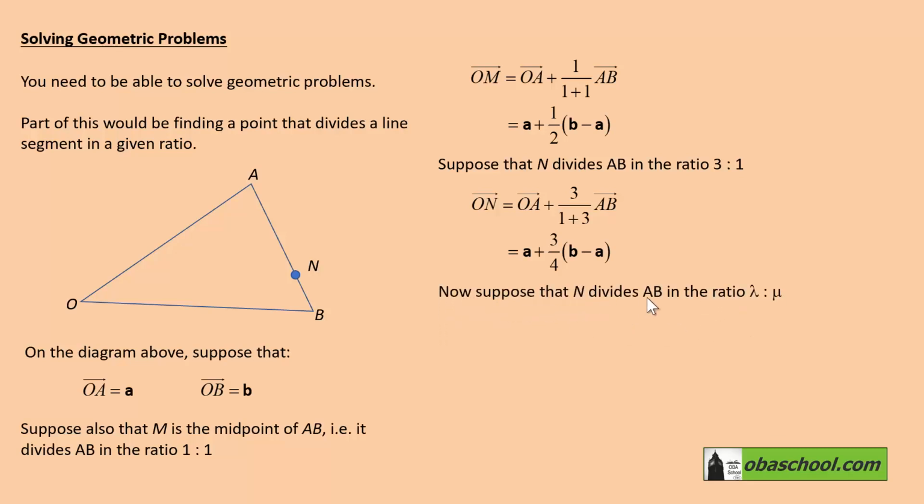Now suppose that N divides AB in some other ratio, lambda to mu, for example 5 to 7 or something like that. Following what we've done, O to N is O to A, so that's going to A, and then we need to go some fraction of the way from A to B. And following what we've done before, that fraction would be lambda parts of the overall, lambda plus mu. Just like here, it was 3 parts of the 1 plus 3. So that would give us A plus lambda over lambda plus mu, B minus A.